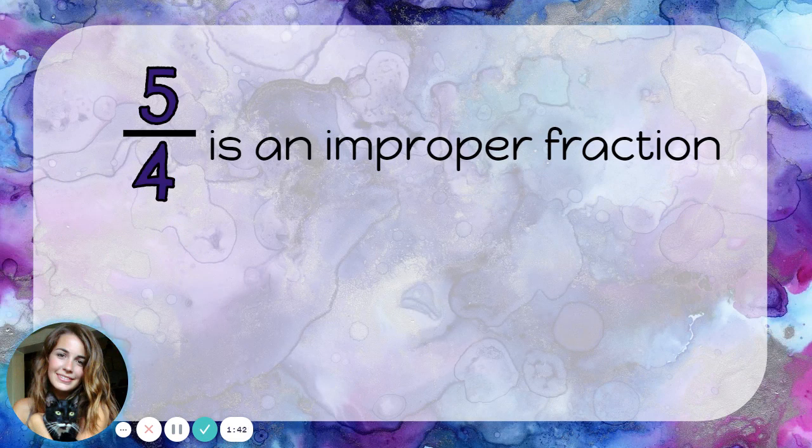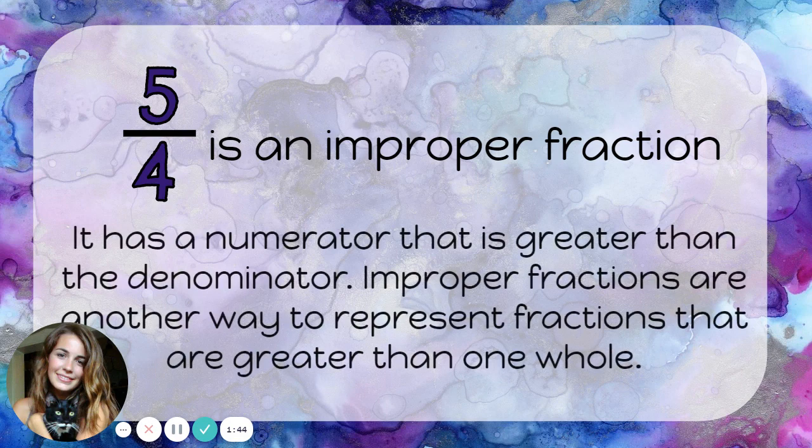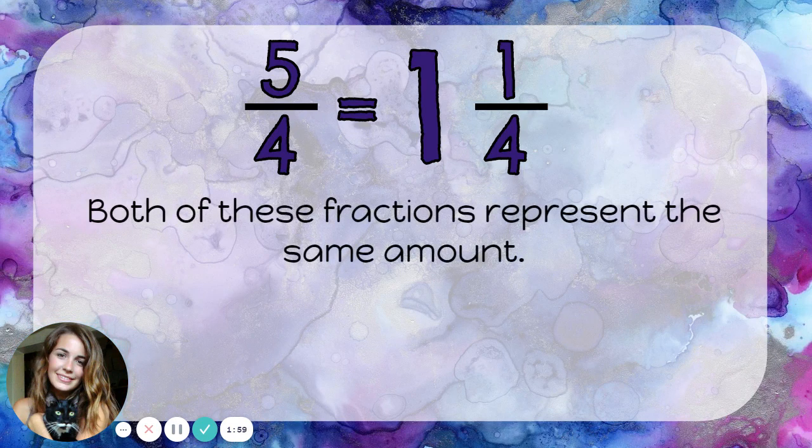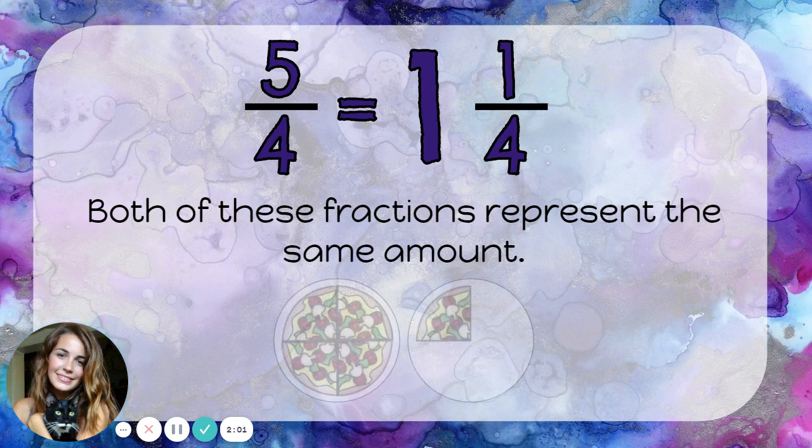5/4 is an improper fraction. It has a numerator that is greater than the denominator. Improper fractions are another way to represent fractions that are greater than one whole. 5/4 equals 1 1/4. They represent the same amount.